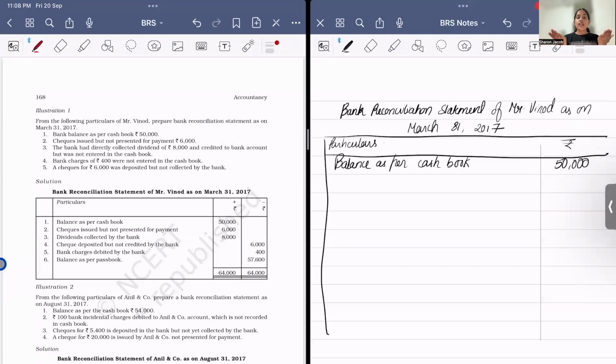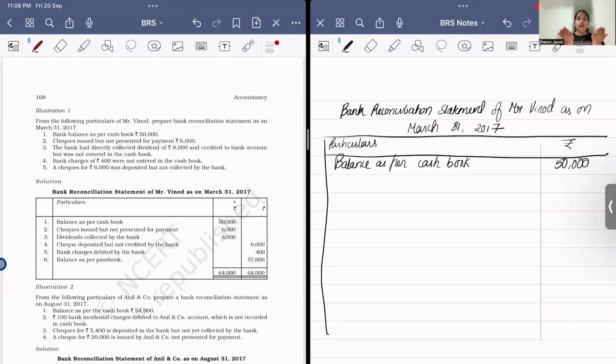Now, this is the first step. You keep it in the same position. It will be equal. Now we'll adjust the hands and then come to know whether we should subtract or add. Now, let's read the second point. Checks issued but not presented for payment, 6,000 rupees. We have to either add 6,000 or subtract 6,000. So, it is equal. Cash book, passbook equal.